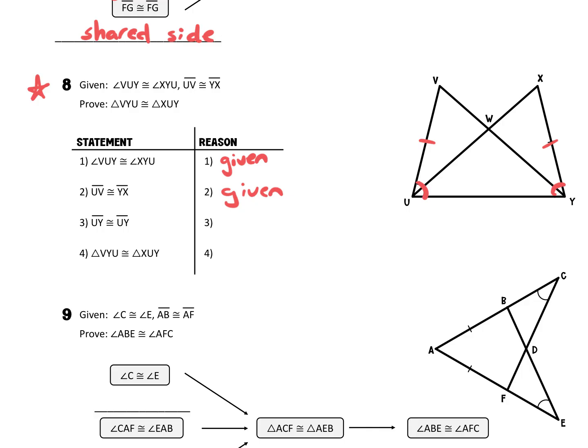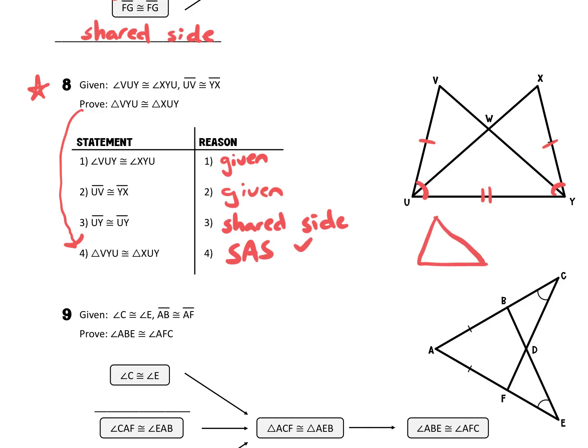For statement number 3, it says UY is congruent to UY. Why can we assume that is true? What's the reasoning? Shared side. Good. And then, again, whatever you're trying to prove, that's going to be your last statement that you have to reason. What is the reason that those two triangles are congruent to each other? Side angle side. Yep, side angle side. Again, if you struggle to see that, draw one of the triangles out and label them individually. Then you can see which theorem that matches. Side angle side.